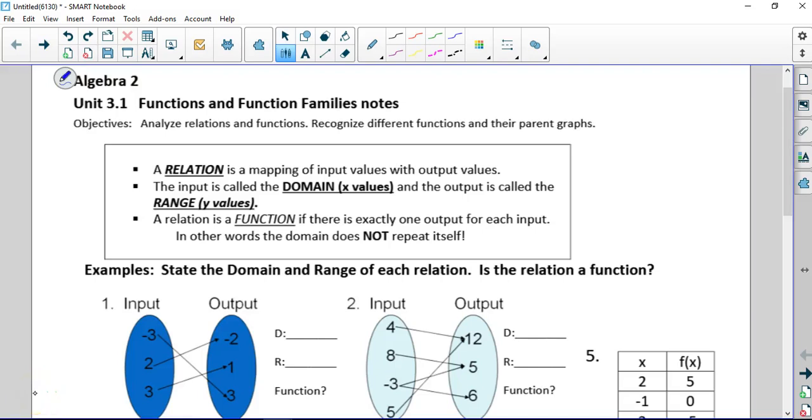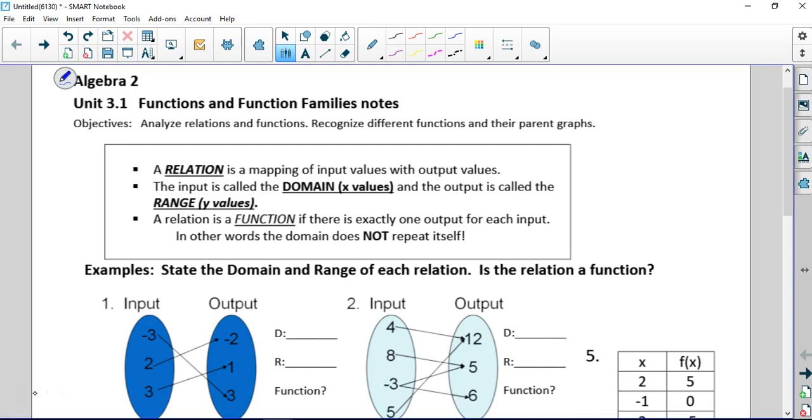Okay, so the new section, 3.1, functions and function family notes. Analyze relations and functions, and recognize different functions and their graphs. Well, a relation is a mapping of input values and output values. The input is called the domain, the x values. The output is called the range, the y values.